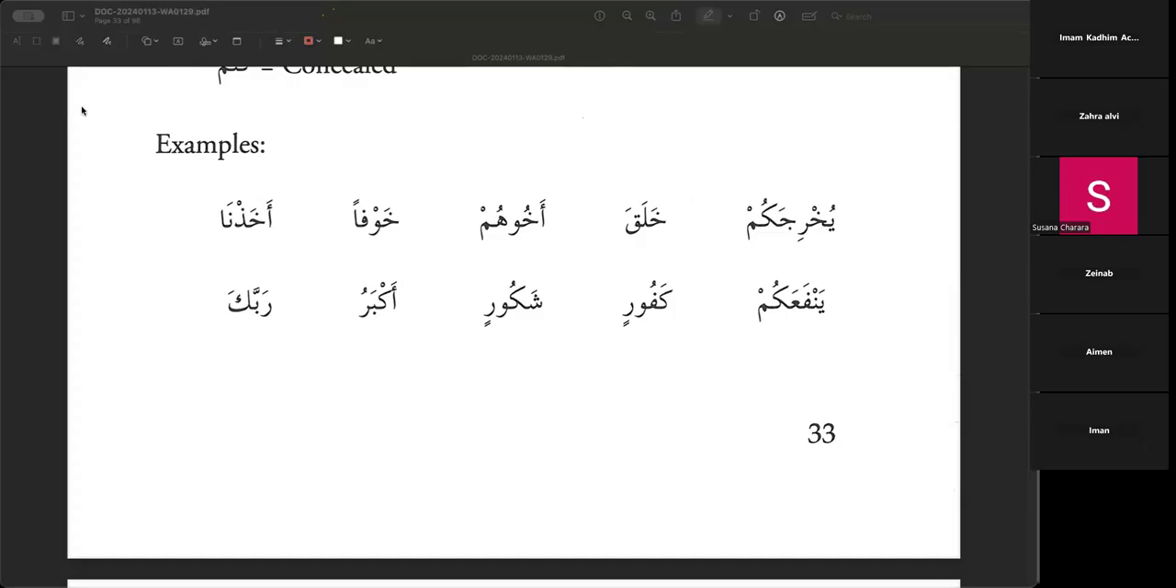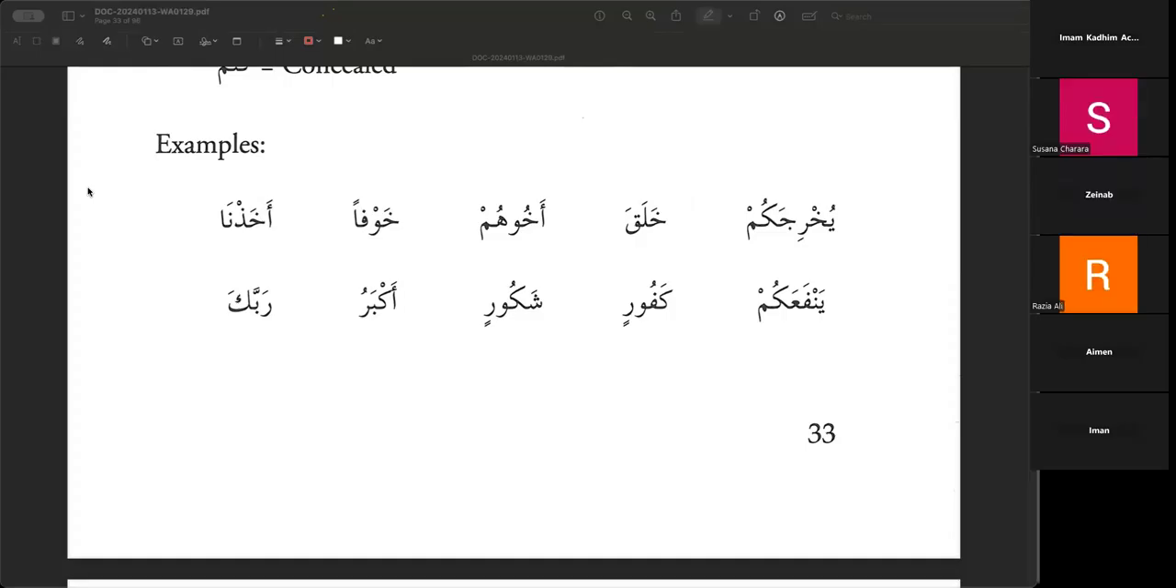Let's practice again, each one of us, 4 words. Sister Razia, 2 from the top and 2 from the bottom, please. يخرجكم خلق ينفعكم كفور. Thank you so much.